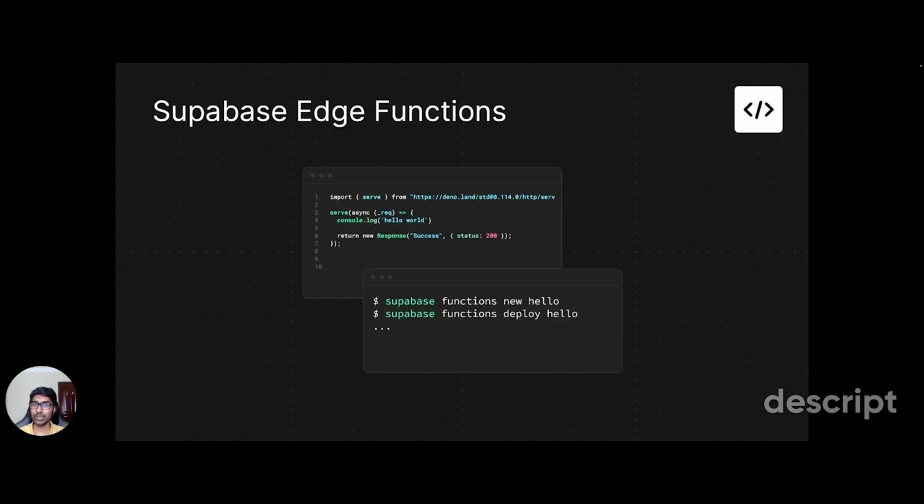Supabase Edge Functions let you write arbitrary business logic and it gets deployed globally in a matter of seconds. And your functions are scaled automatically based on demand, so you don't need to worry about provisioning resources or managing servers. All of that is managed by Supabase.